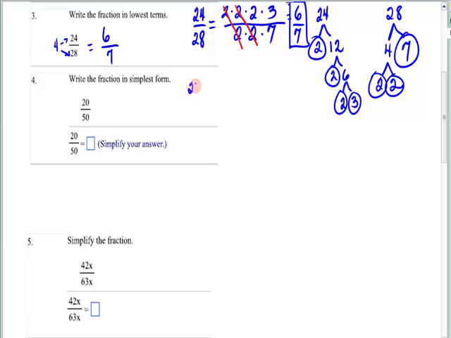All right, next one, 20 over 50. What will go into both of those? Well, I hope you think the number 10 because they have trailing zeros. So when you divide by 10, it takes off the trailing 0, and you're left with 2/5.